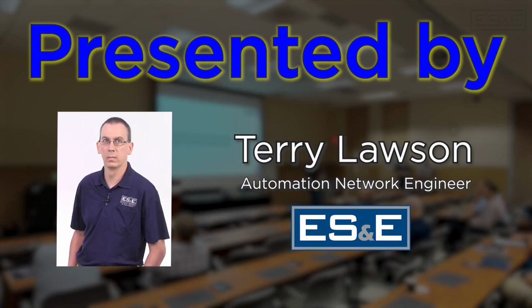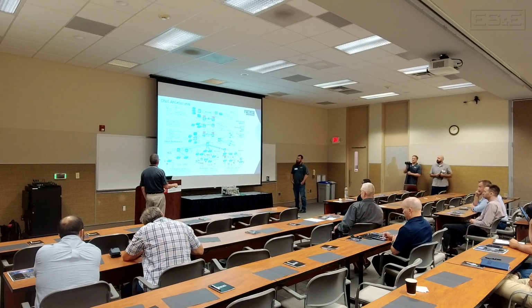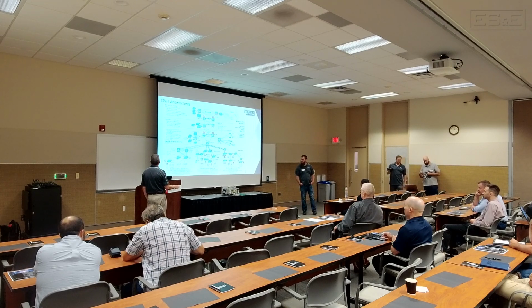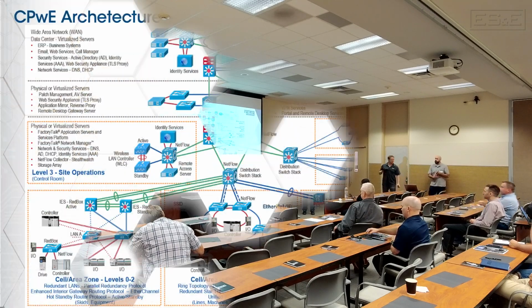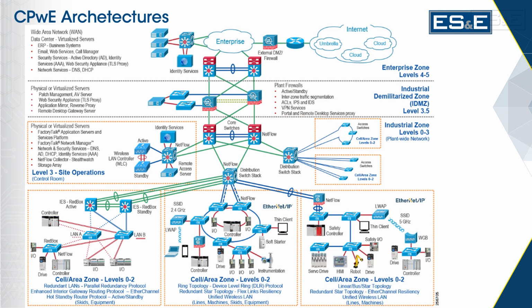Started with the layout examples using the CPW architectures. Basically, what we're going to look at and drill into is the DLR and REP, redundant Ethernet protocols. This is how it should be laid out. This is tried and true. Rockwell, Cisco, and Panduit have gotten together and said, hey, this is how you need to do it. This is how things need to be laid out. This is how it works. It's tested. It's tried and true.